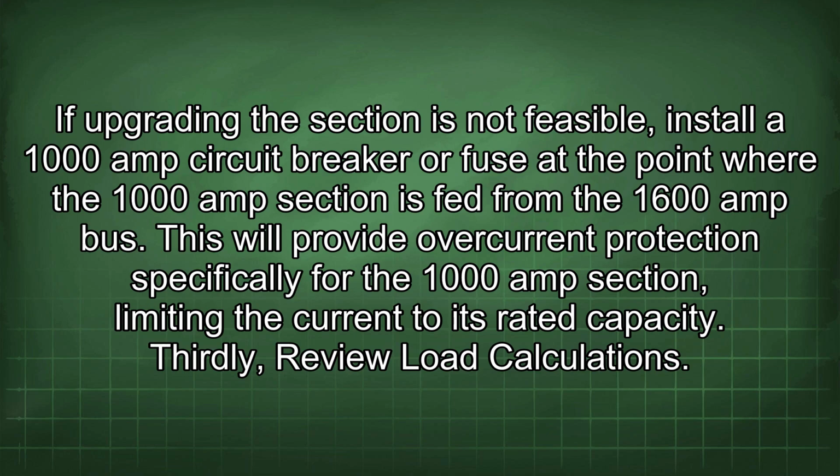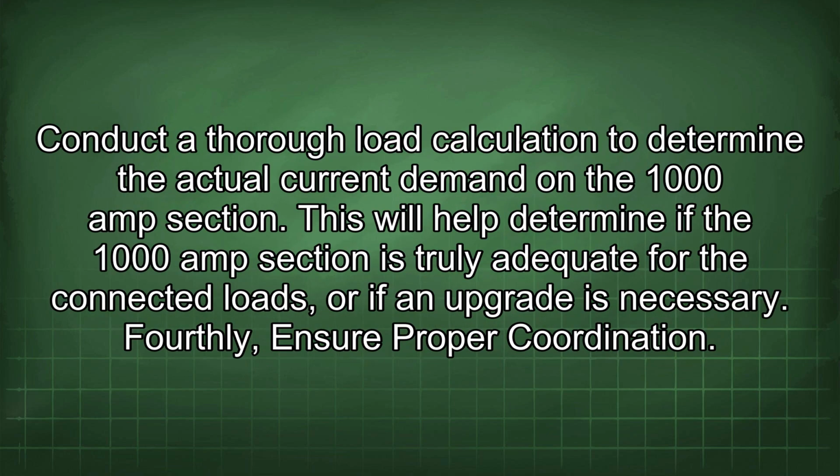Thirdly, review load calculations. Conduct a thorough load calculation to determine the actual current demand on the 1000 amp section. This will help determine if the 1000 amp section is truly adequate for the connected loads, or if an upgrade is necessary. Fourthly, ensure proper coordination.